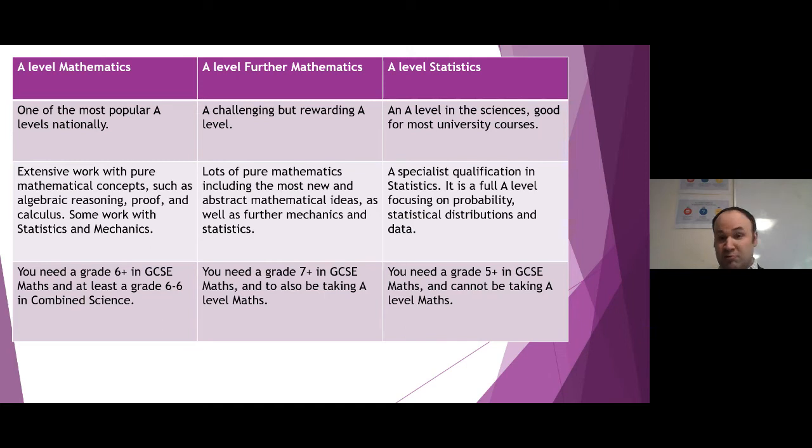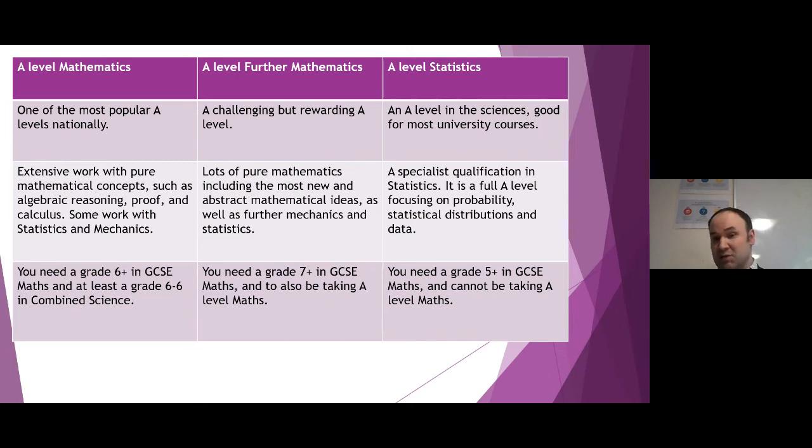So in terms of entry requirements, for A-level maths, we say you need to have a minimum of grade 6 in GCSE maths and two 6s from sciences. It could be a 6-6 combined science, or it could be two 6s in separate physics and chemistry, or physics and biology, or biology and chemistry.